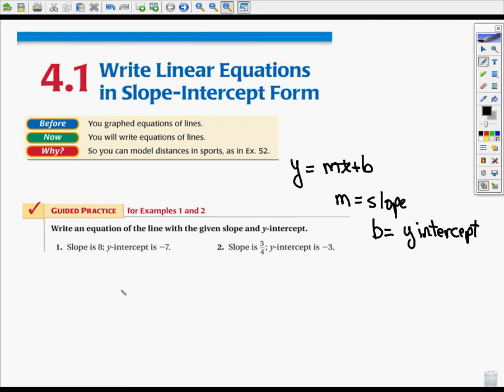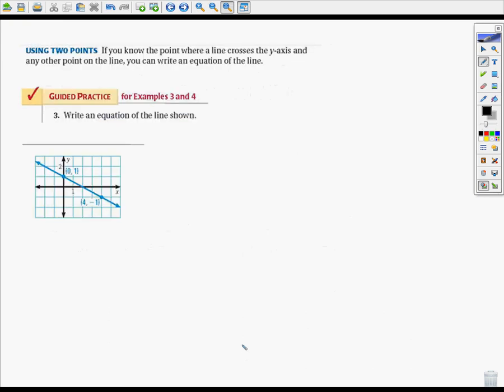So the first couple of problems you're going to be asked to do is just write the equation of the line given a slope and a y-intercept. So it is as easy as it sounds. You're just substituting in the values. So the first one is y equals, the slope is 8, so 8x, the y-intercept is negative 7, so minus 7. That's it. The second one, y equals, the slope is 3/4, so 3/4 x, and the y-intercept is negative 3, so minus 3. And that's all there is to the first few problems, so they should hopefully go very quickly.